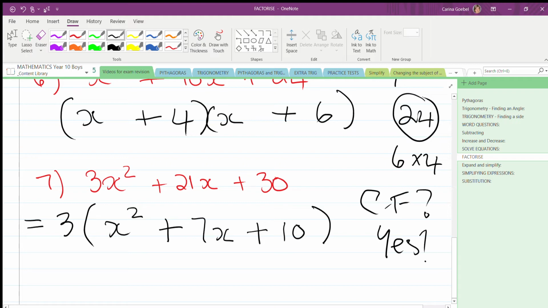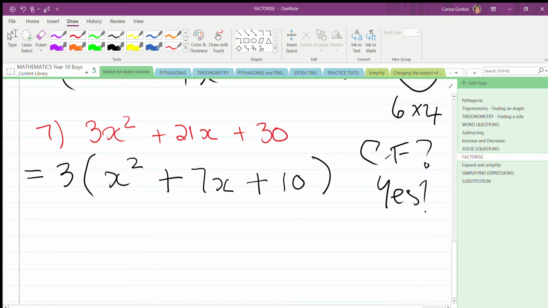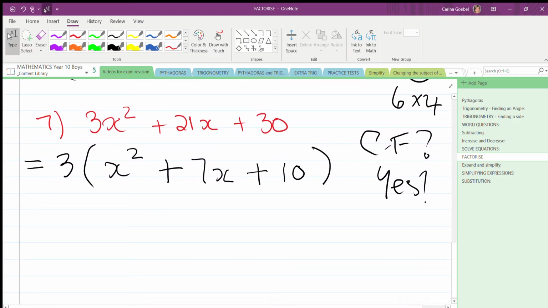When you finish taking out a common factor, just take a moment to see, can it be factorized again? Because you have to fully factorize, and you can notice here that what's left in your bracket is a trinomial. So we need to factorize again. Just leave the 3 there. You can just cover it up if you need to, forget about it, but it needs to be there. And now you factorize this.